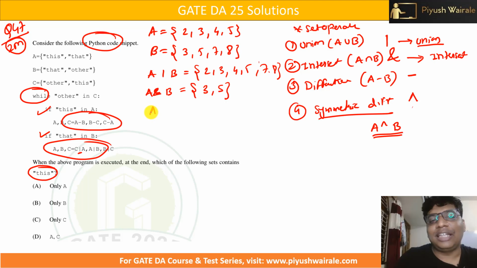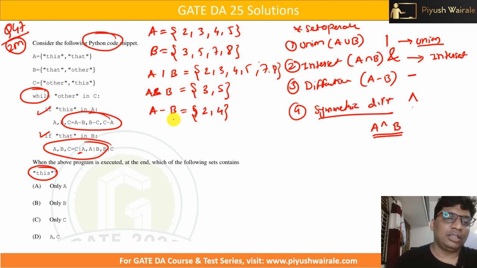Now what about the set difference A minus B? These are the elements which are in A but not in B. It means we need to remove the elements of B from set A. So 3 will get removed, 5 will get removed, and the rest we have is 2, 4. This is what a set difference is. In the case of union and intersect, A union B or B union A is the same, and A intersect B or B intersect A is the same.